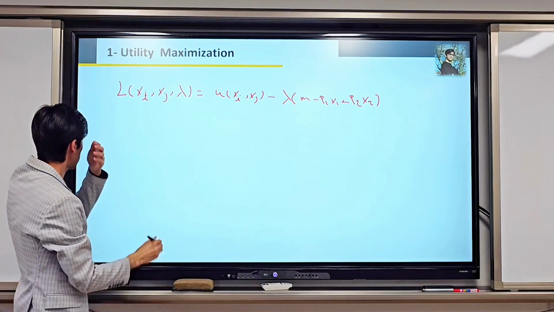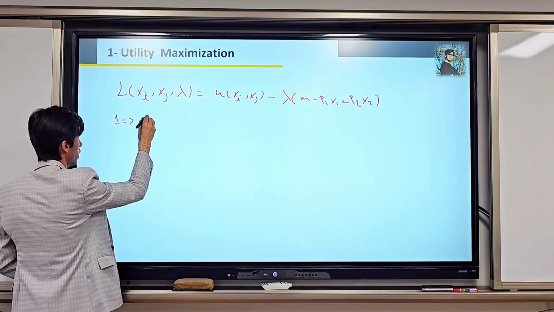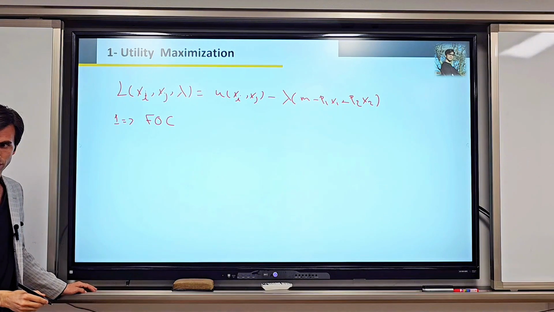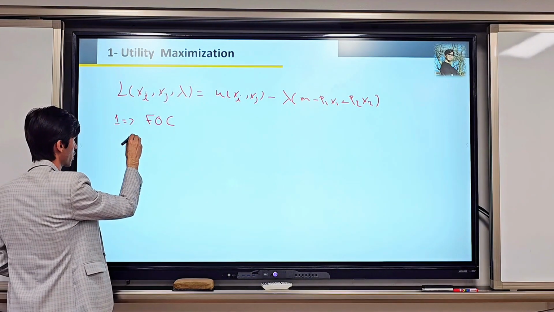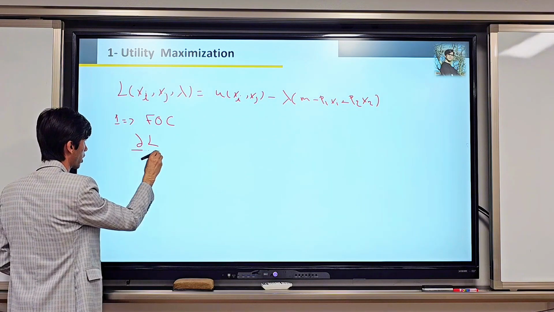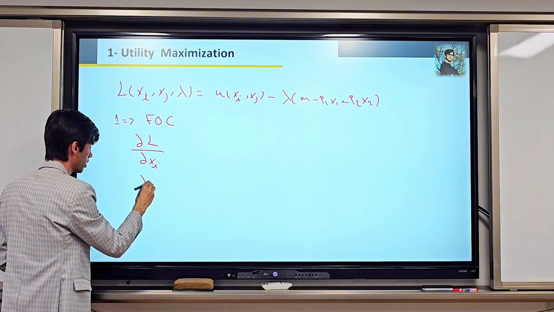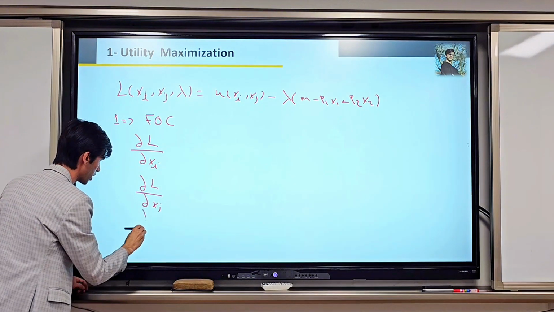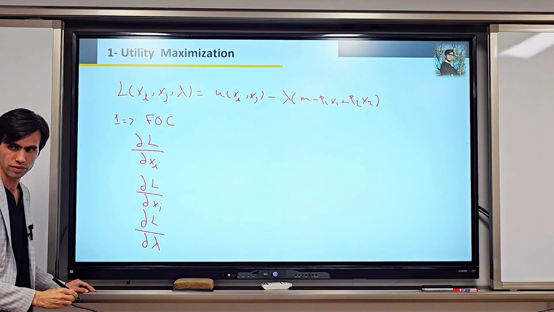So then the first step is to take the first order condition. What is the first order condition? The first order condition is the partial derivative of the Lagrangian with respect to xi, then the partial derivative of the Lagrangian with respect to xj, and the partial derivative of the Lagrangian with respect to lambda.